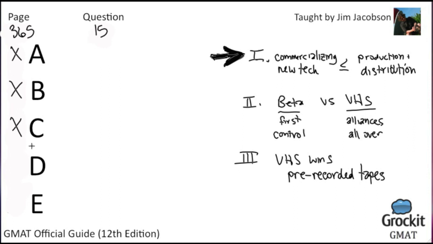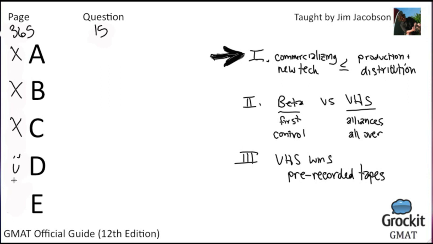D, sharing control of the marketing of VHS format VCRs. So that is implied where it says that they formed strategic alliances with other producers and distributors to manufacture and market their VCR format. So in forming strategic alliances, that means that they weren't doing it all themselves. That's the nature of alliances, right? So they did not have exclusive control of the marketing of the VHS format. Tempting answer choice. Let's check E.